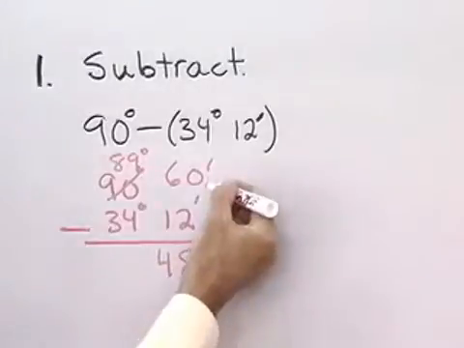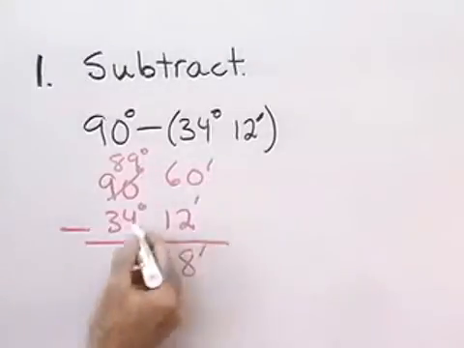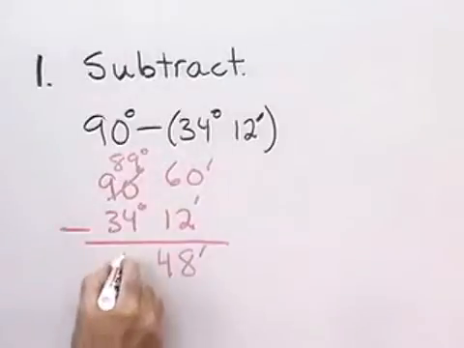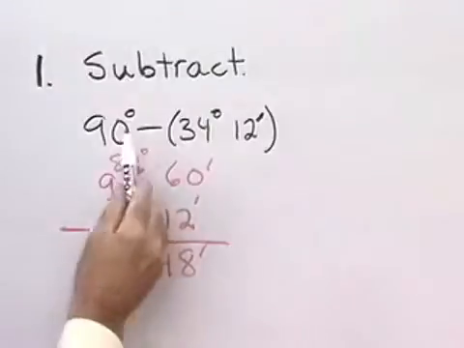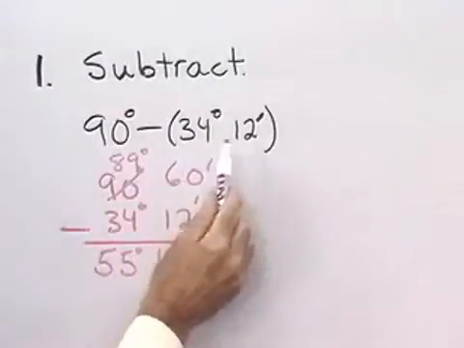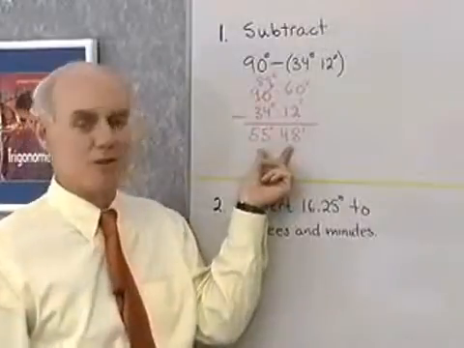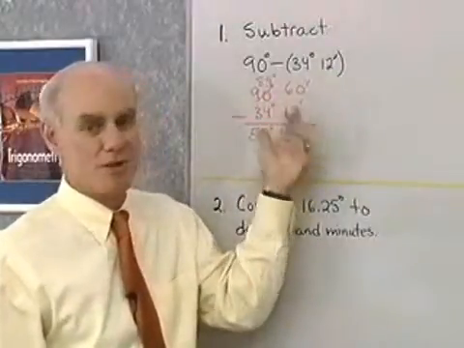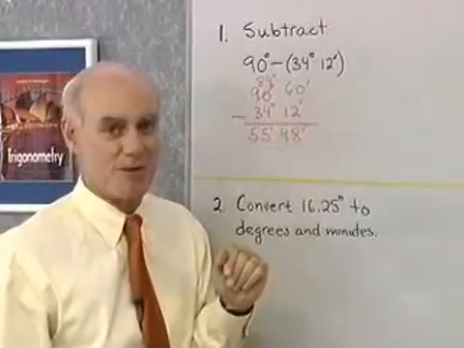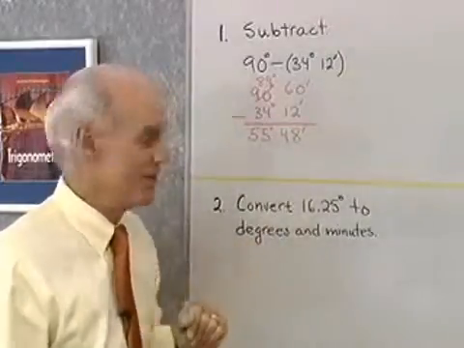Now I can subtract 2 from 10 will be 8, 1 from 5 will be 4, so I have 48 minutes. That's 60 subtract 12 is 48, and then 4 from 9 is 5, and then 3 from 8 is 5. So 90 degrees subtract 34 degrees 12 minutes turns out to be 55 degrees 48 minutes, and sometimes when we work in degrees and minutes we have to do some borrowing just like you did in regular arithmetic with whole numbers.